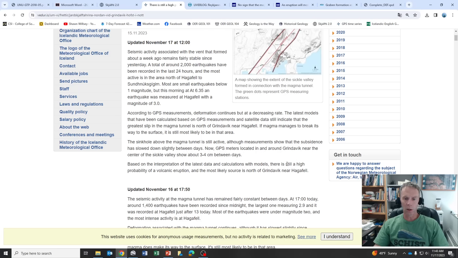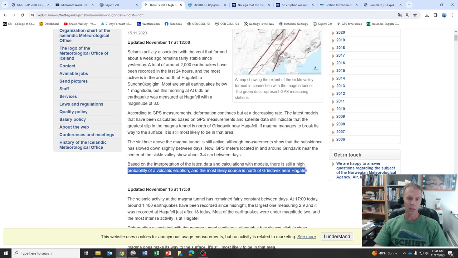And again, based on all their calculations, model, and data, as of right now, there's still a high probability of a volcanic eruption, and the most likely source is north of Grindavik near Hagafell. And so that's what they're saying on that end.